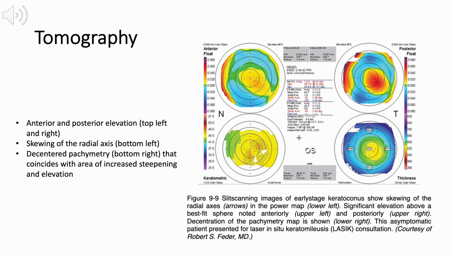Finally, the lower right pachymetry map reveals decentered thinning of the cornea, with the thinnest point not located centrally but instead coinciding with the area of steepening and elevation. This constellation of findings highlights the utility of tomography in detecting subtle and early keratoconic changes, even in asymptomatic patients such as this case who was being evaluated for LASIK consultation.